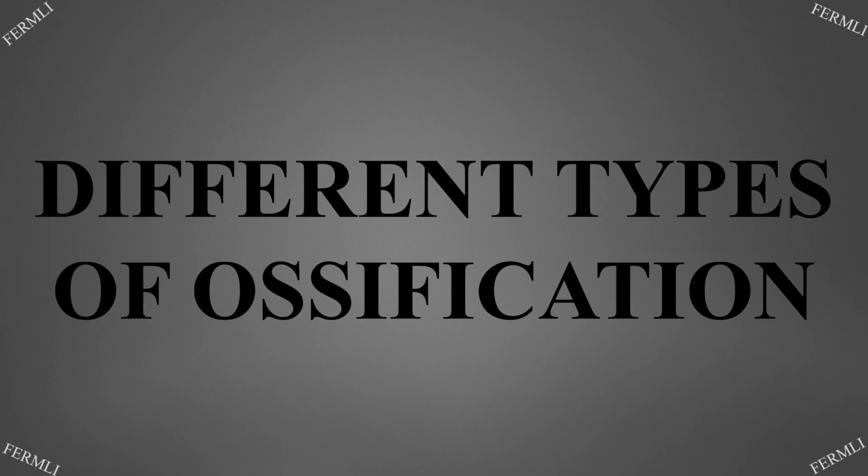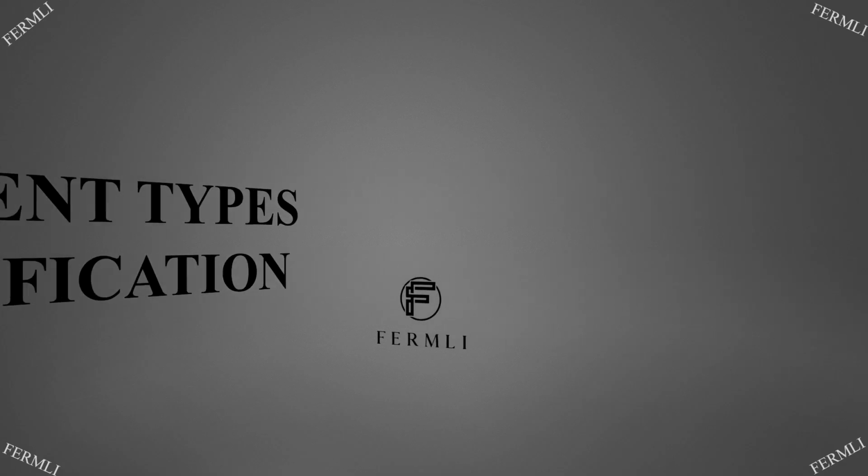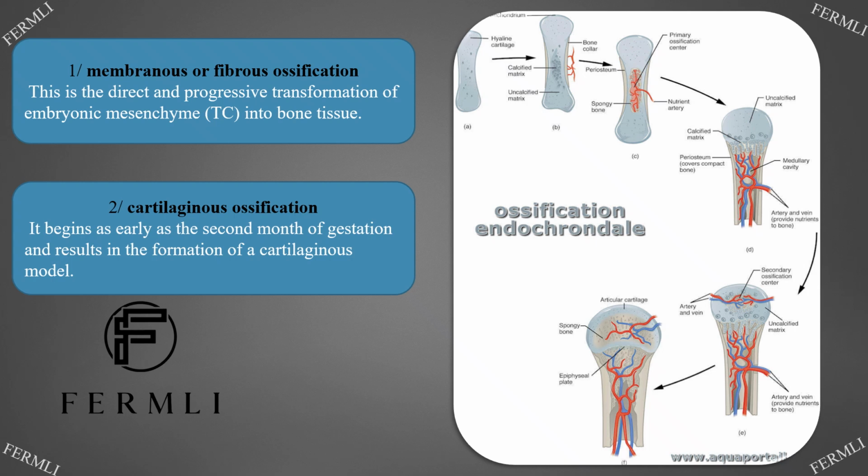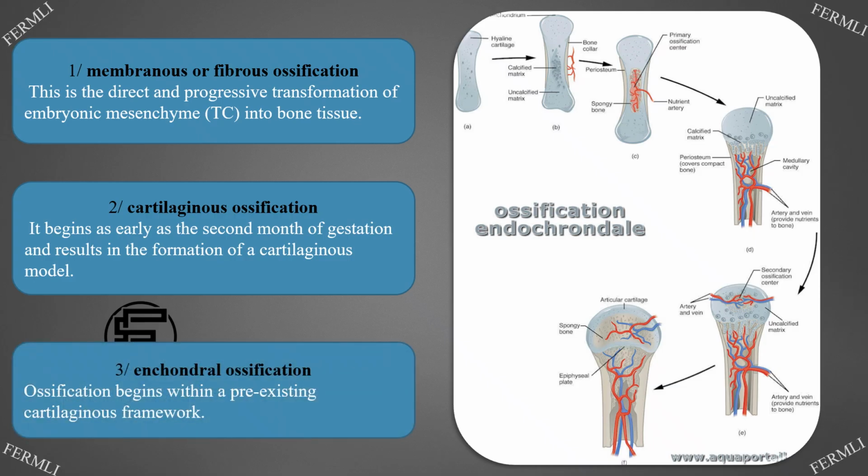Different types of ossification. 1. Membranous or fibrous ossification. This is the direct and progressive transformation of embryonic mesenchyme, connective tissue, into bone tissue. 2. Cartilaginous ossification. It begins as early as the 2nd month of gestation and results in the formation of a cartilaginous model. 3. Enchondral ossification. Ossification begins within a pre-existing cartilaginous framework.